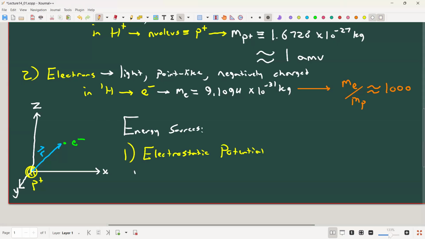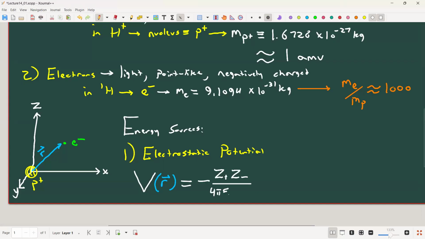And the electrostatic potential is a function of the distance between the two objects, R. And it's equal to some new constants that I'm going to have to write down. There are some new numbers that we're going to have to remember here. Minus e squared. Actually, let me write it a little differently: Z plus Z minus. I'll write what those are in just a second. They're just numbers. Over 4 pi epsilon naught.